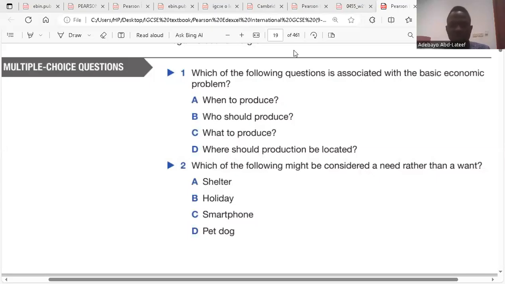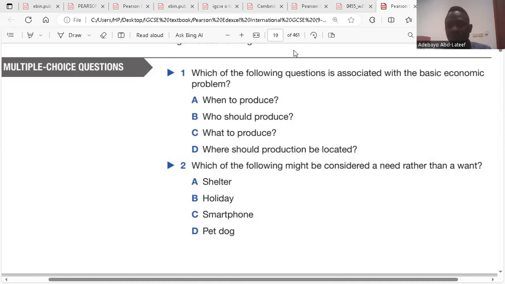We have multiple choice questions for chapter 1 and the chapter end question. So we start with the multiple choice question. The first question says, which of the following questions is associated with the basic economic problem? The basic economic problem is about what to produce, how to produce, and for whom to produce.